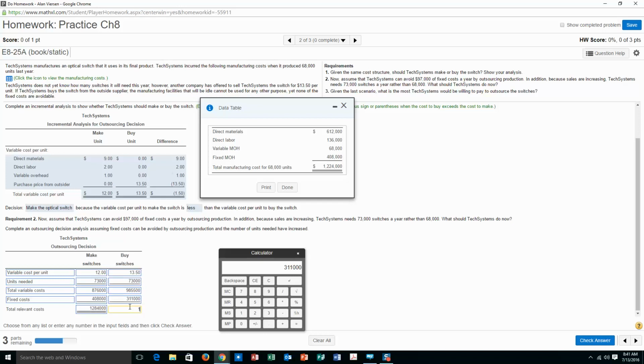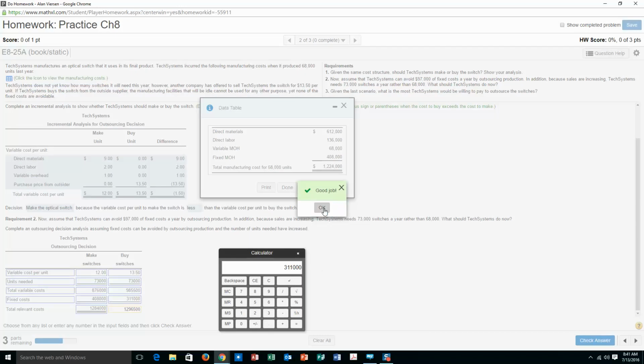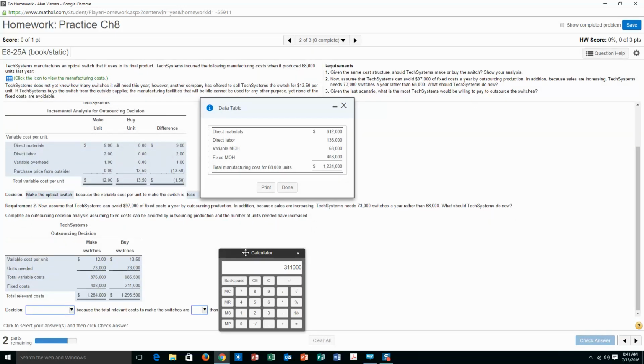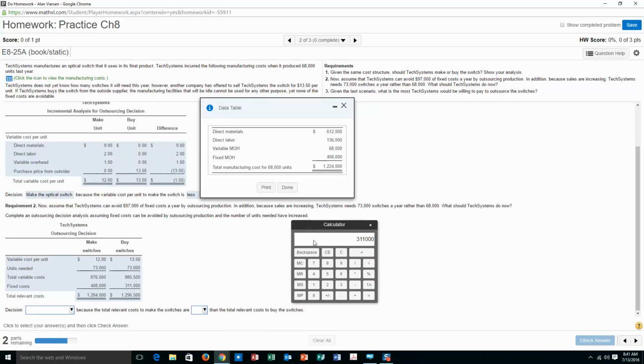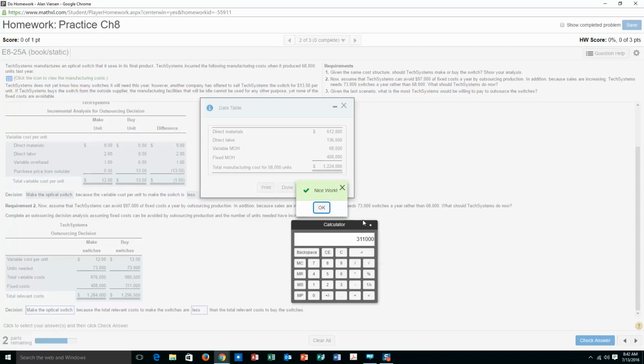If we buy the switch, it's $1,296,500. And so the decision is still that we are going to make the switch rather than buy the switch. Not by much, but it still is the switch. So the decision is to make the optical switch because the total relevant cost to make the switches are less than the total relevant cost to buy the switch.